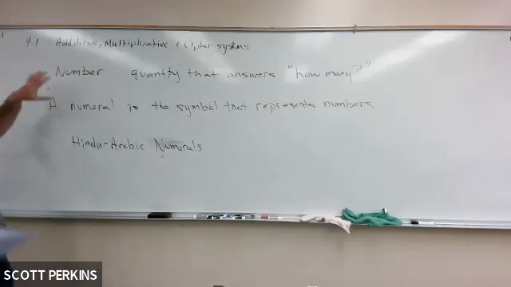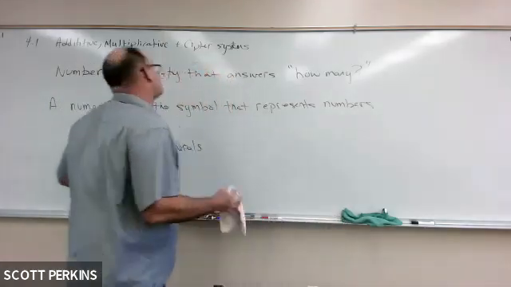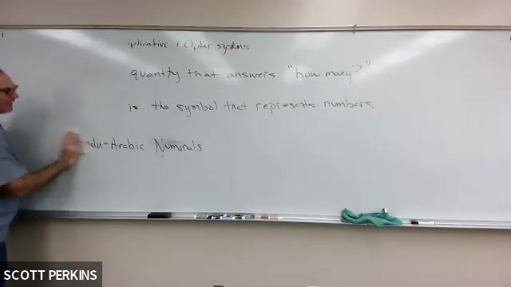Okay, so these two things together, numbers and numerals, and then the other symbols, the operations and things that go into it, is what's called a system of numeration.